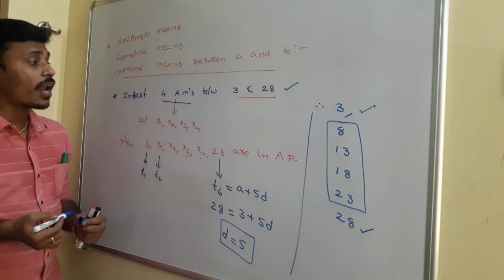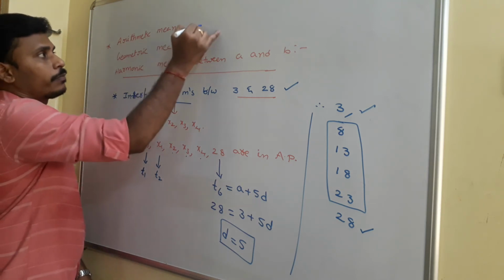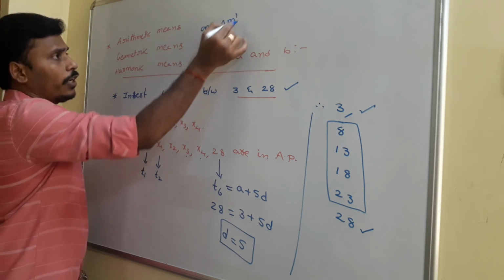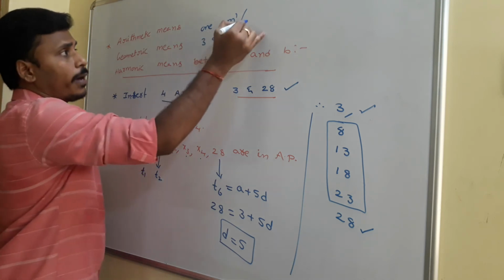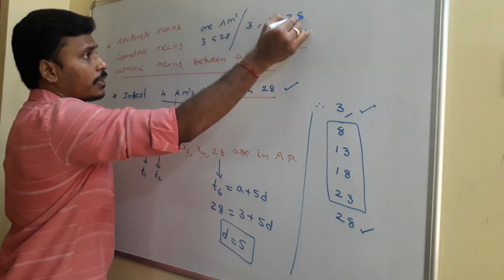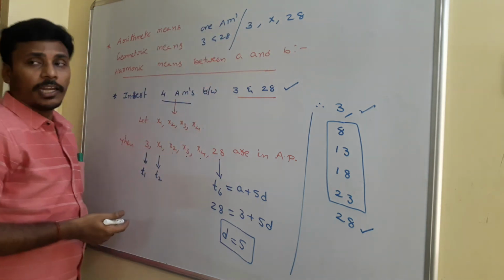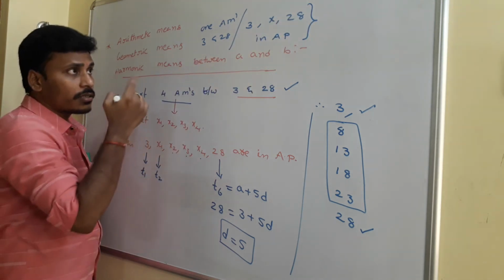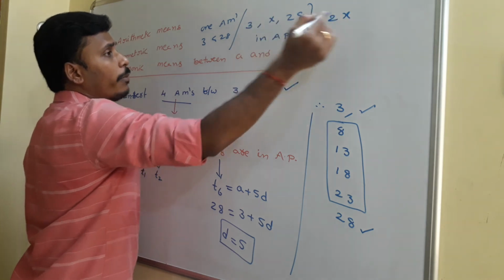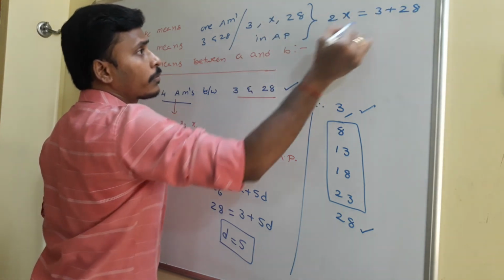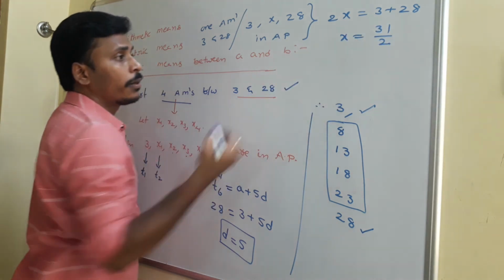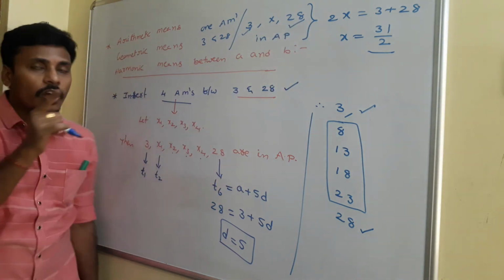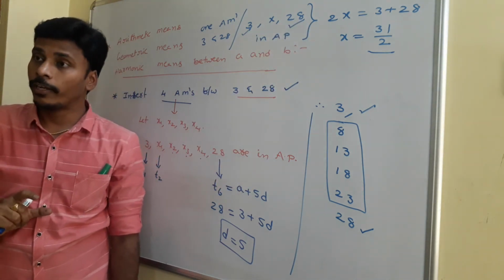Okay. Suppose they are asking you to insert only one arithmetic mean. Another problem: insert one arithmetic mean between 3 and 28. Since you are inserting only one arithmetic mean, you let it be x. So 3, x and 28 are in arithmetic progression. Since those 3 are in arithmetic progression, 2 times the middle one equals the first one plus the last one, and our value of x is 31 by 2. At the end we conclude that 3, 31 by 2 and 28 together form an arithmetic progression.